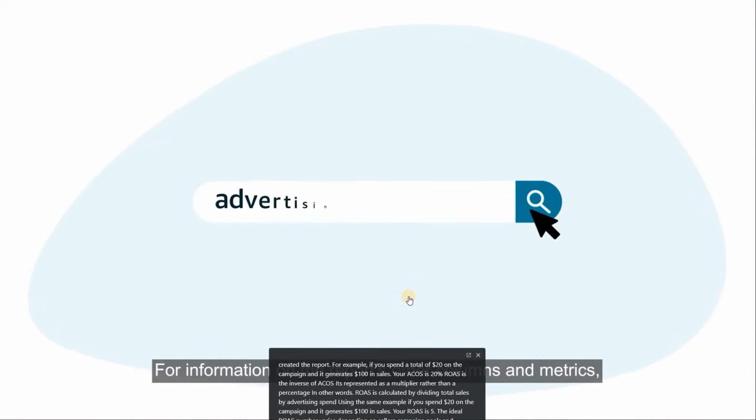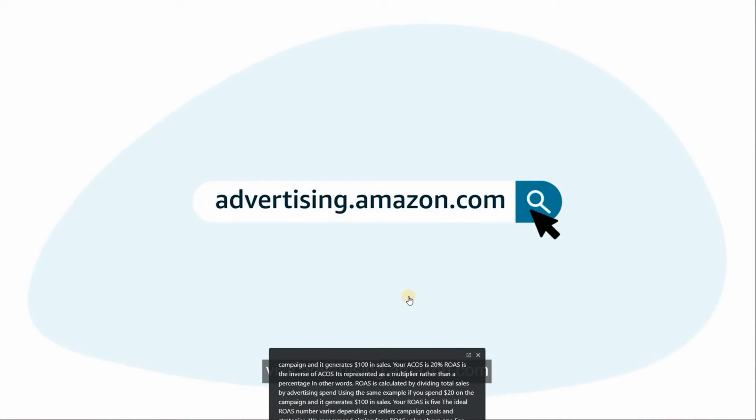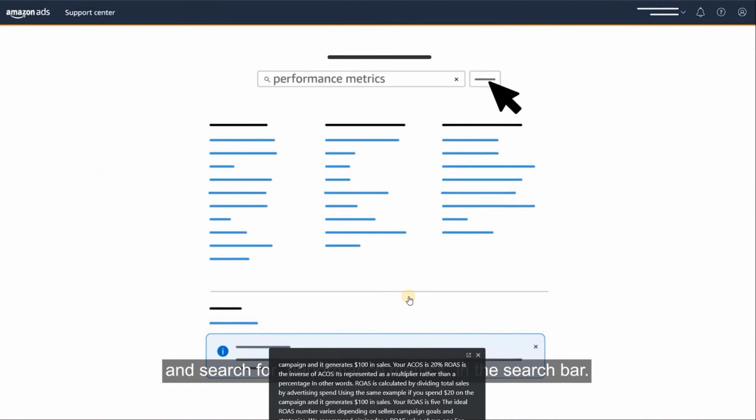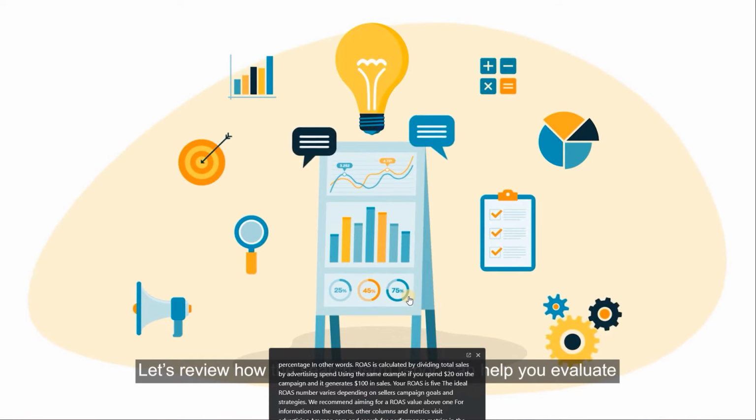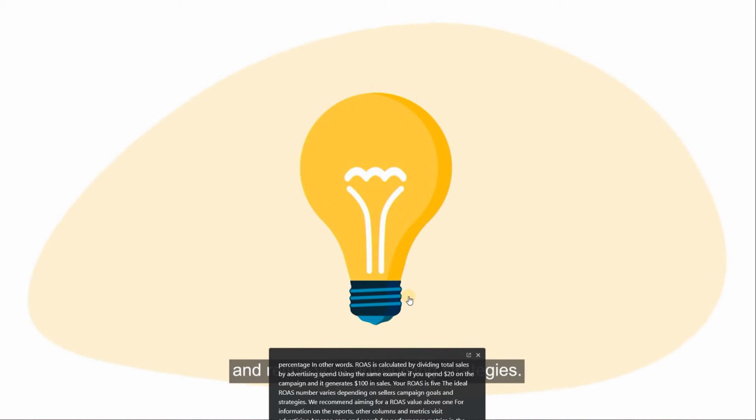For information on the report's other columns and metrics, visit advertising.amazon.com and search for performance metrics in the search bar. Let's review how the search term report can help you evaluate and refine your advertising strategies. We'll use CTR and sales as examples.